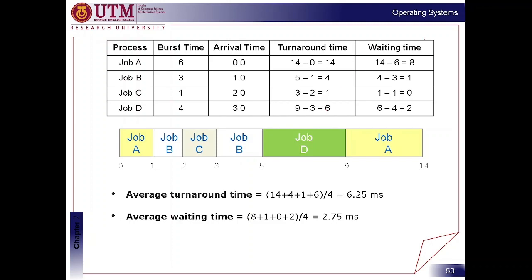And then the waiting time. To get waiting time, we take the turnaround time and subtract the burst time. We will get 8, 10, 2.